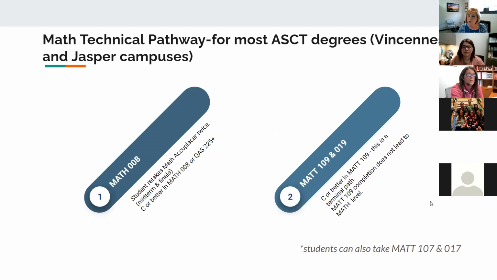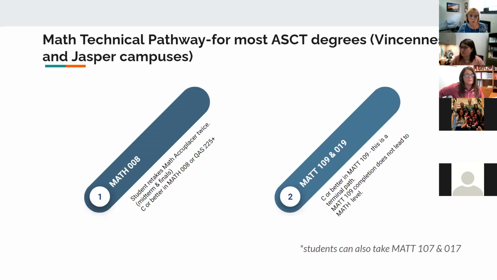Okay. Now for the technical pathway, which is an ASCT degree. Now, there are some ASCT degrees, I'm going to make sure I say this up front, that do require Math 102 or Math 103, like cybersecurity is an ASCT degree that requires Math 103. So there are some, but for many of the ASCT degrees, you may do a technical math.